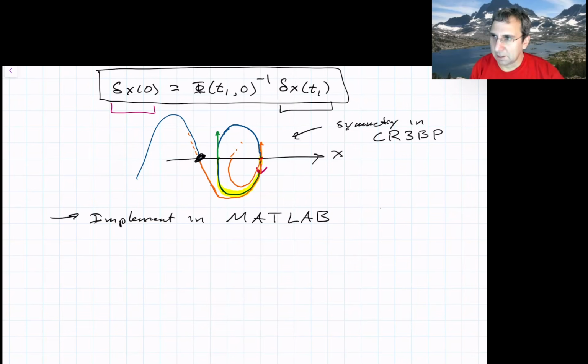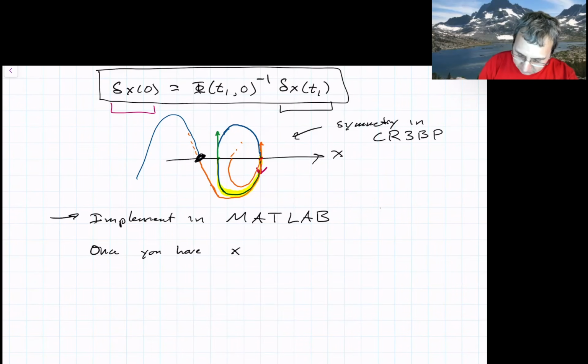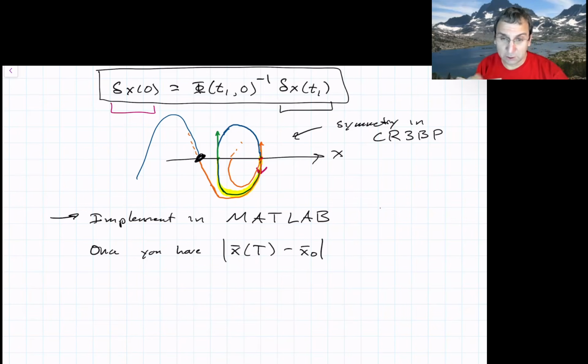And we'll do that in a little bit. I want to say after we find that, what do we do? So once you have something where x bar at time t minus your initial condition, let's say you look at the magnitude of that, and you want that to be small, within some tolerance. So usually we set that to be less than some tolerance.